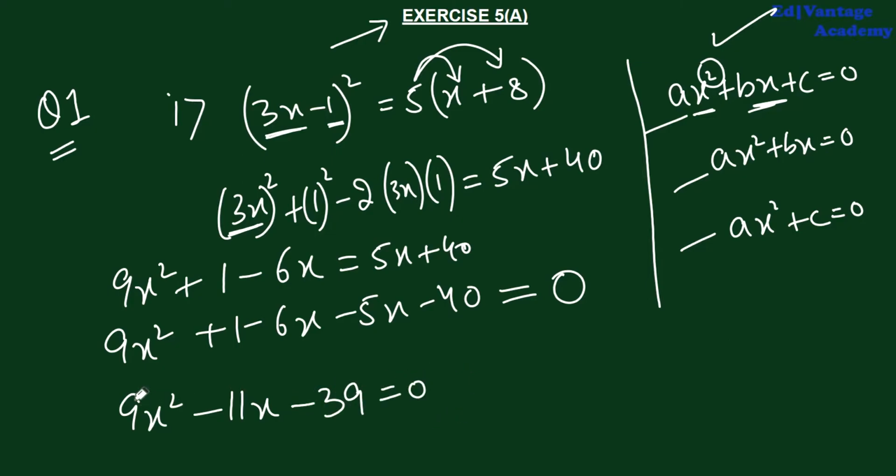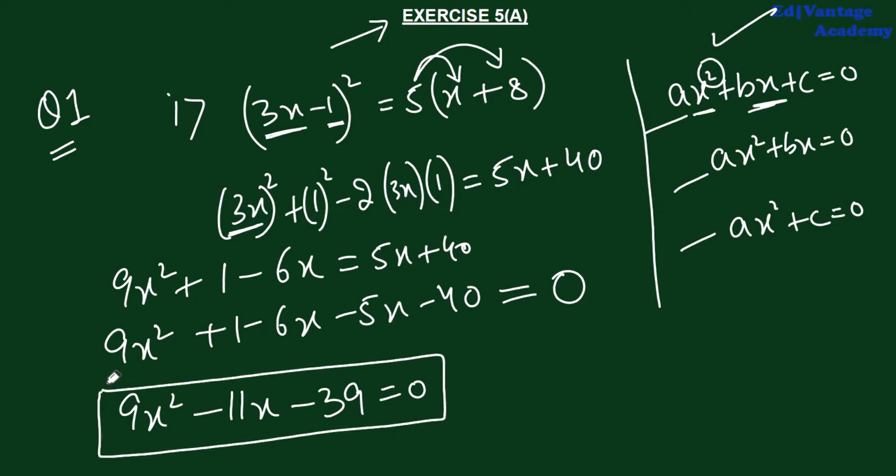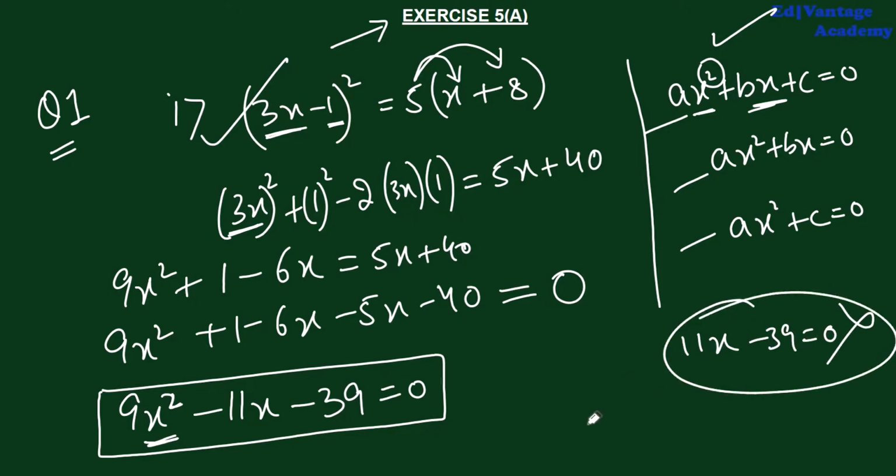So you can see here it is in the form of a general quadratic equation. So yes, the first one which was given is a quadratic equation. You can see the highest power is square. If it would have come just like this, x square minus 39 is equal to 0, then it was not a quadratic equation, as the highest power of variable is not 2.